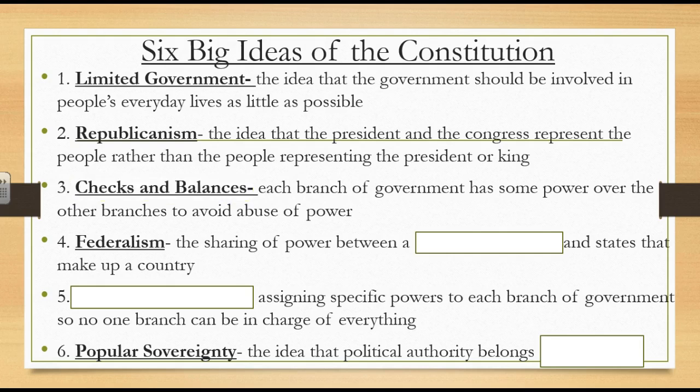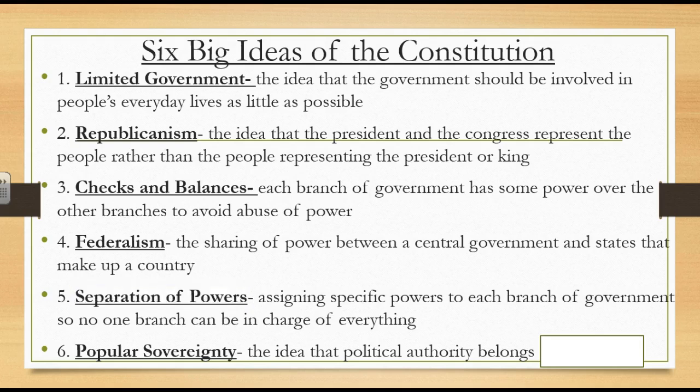Okay, our third big idea is called checks and balances, and we've talked about this quite a bit already, but each branch of government has some power over the other branches in order to avoid the abuse of power by one particular branch. Okay, number 4 big idea is federalism. We've talked about this as well, but federalism is the sharing of power between a central government and the states that make up that country. So in this case, in our country today, that central government is located in Washington, D.C. In our country in 1789, at the time of the Constitution, that central government was located in Philadelphia.